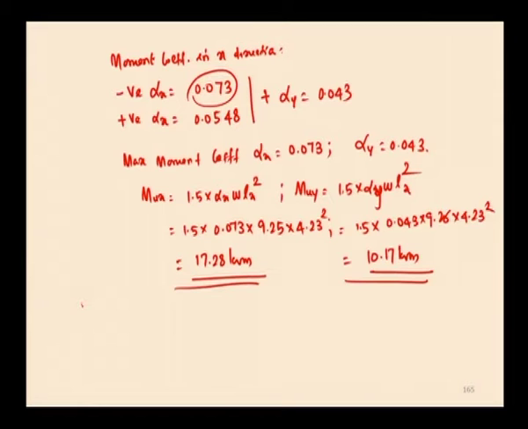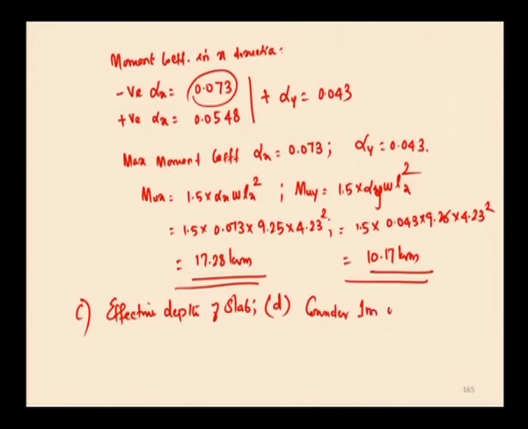So, next we are going to calculate effective depth of the slab d. Consider 1 meter width of slab, and also consider a balanced section. In the case of balanced section, to find out effective depth of the slab, we are going to equate Mu maximum to Mu limit.